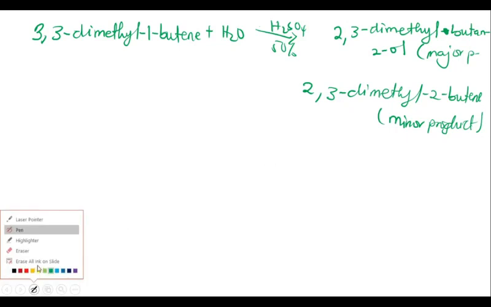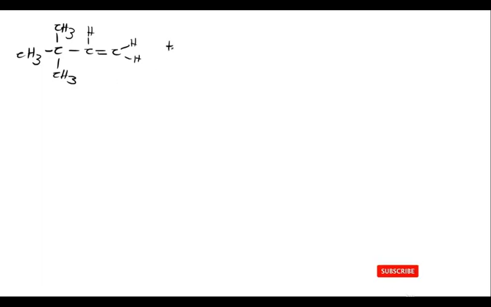First of all, let me get rid of everything on the slide, and then let me use black for the demonstration. This is the structure of 3,3-dimethyl-1-butene. We have this attached to another carbon, then CH3 again, then C attached to hydrogen, then doubly bonded to CH2. We are reacting this with water in the presence of 50% H2SO4, and the products are 2,3-dimethylbutan-2-ol and the alkene. So let's write the mechanism for this.